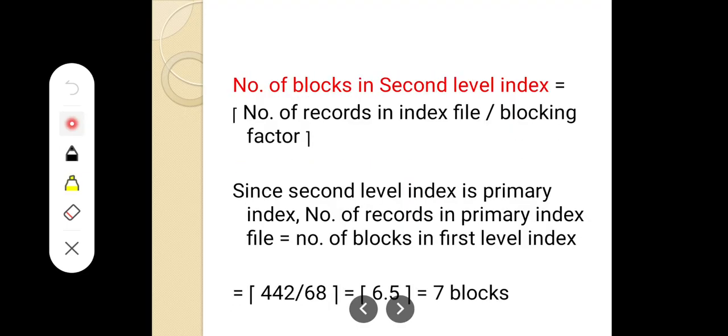Clear? So since the second level index is a primary index, the number of records in the primary index file is equal to the number of blocks in the first level index. Okay, the number of records in the second level index is equal to the number of blocks in the first level index, that is equal to 442. So 442 by 68, the blocking factor is 68. 442 by 68 is 6.5. Since it is a ceiling function, the answer is 7 blocks.